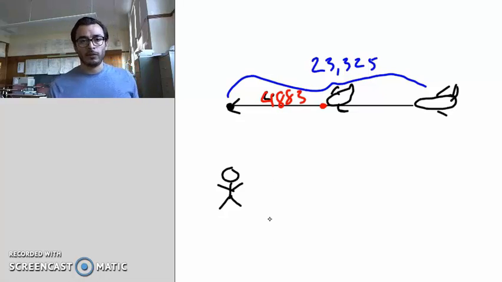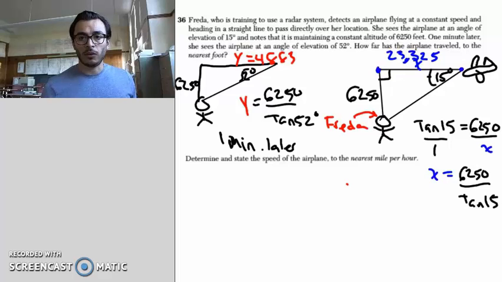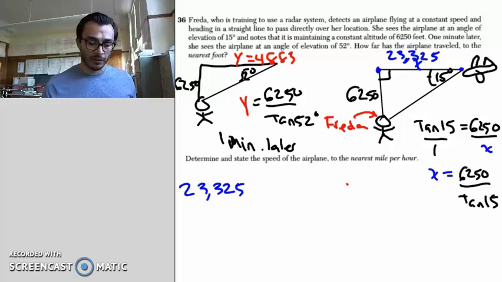What they're asking is, if you read the question, I know we didn't read it, but they're asking for how far the plane has traveled. They're asking for this distance. So if you want this distance, you need to subtract 4,883 from 23,325. I'm going to put it here because I don't have any more space up there. 23,325 minus 4,883. And what's that equal to?